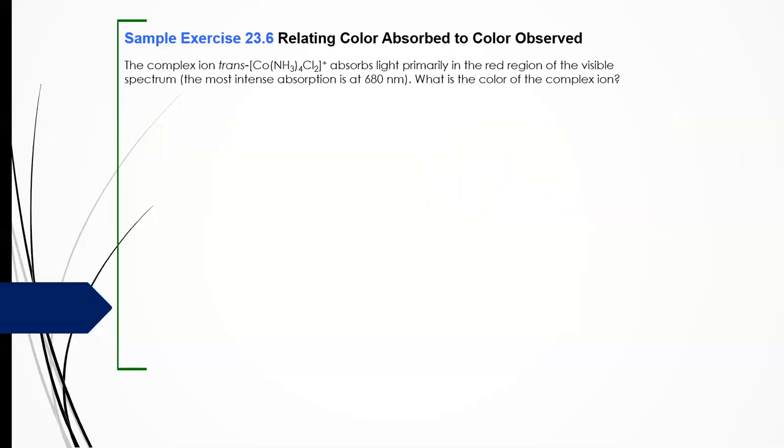The next part that we're going to look at is the absorbed color. So cobalt absorbs light primarily in the red region. Now that's right in that 680. So we want to know what color the complex is. Now remember that when it absorbs it, that's not telling us what color it looks like to our eye, because our eye doesn't see absorption. Our eye sees reflection or it sees transmittance.